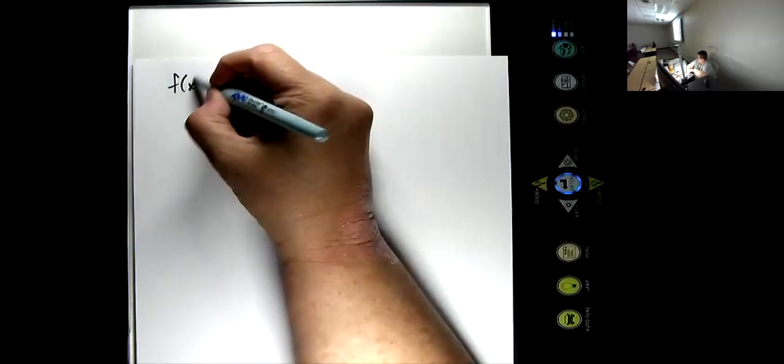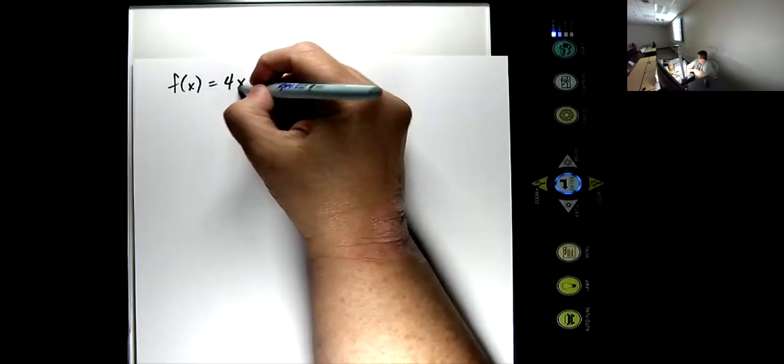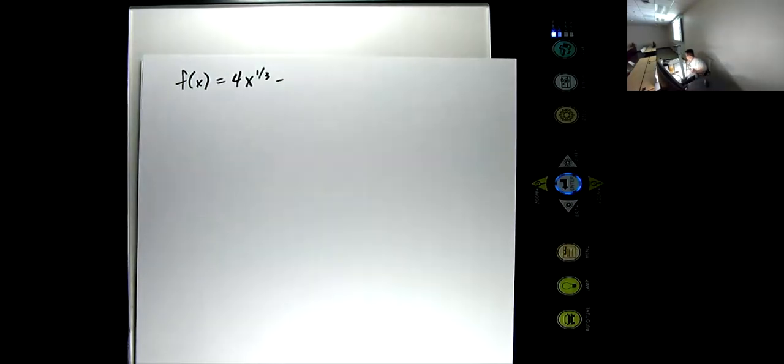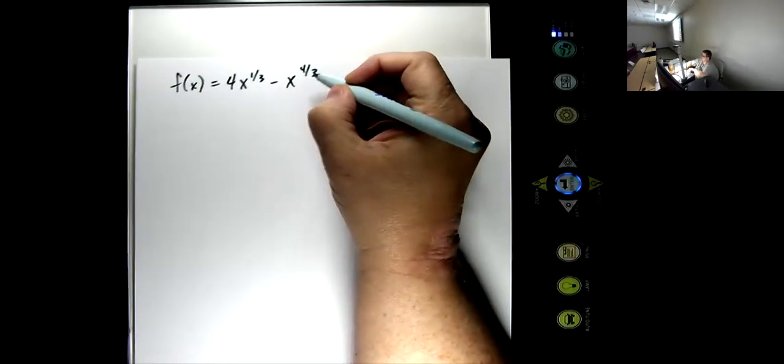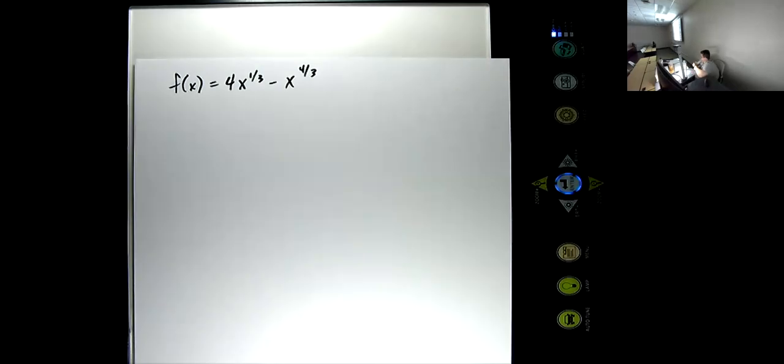All right. Here, try this one. One and a half for the exponent here. Let's do 4/3.